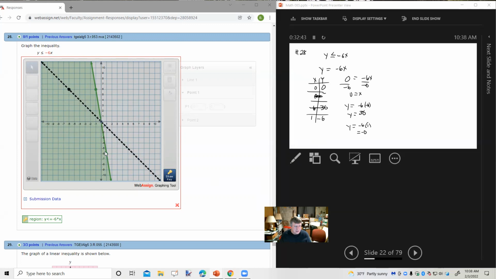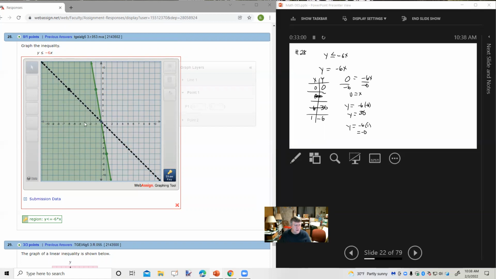Okay. Then a test point. Well, actually, let's go back and ask, should this line be solid or dotted? It should be solid. So that was another problem with the student's answer. They made the line dashed or dotted. It should have been solid because of the equal sign included.